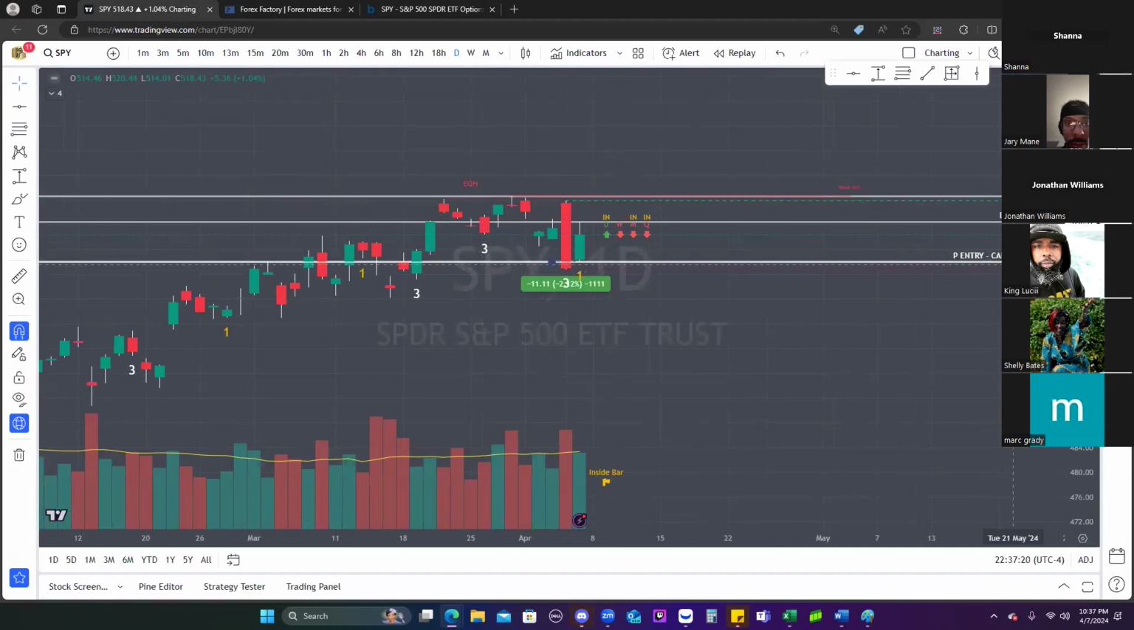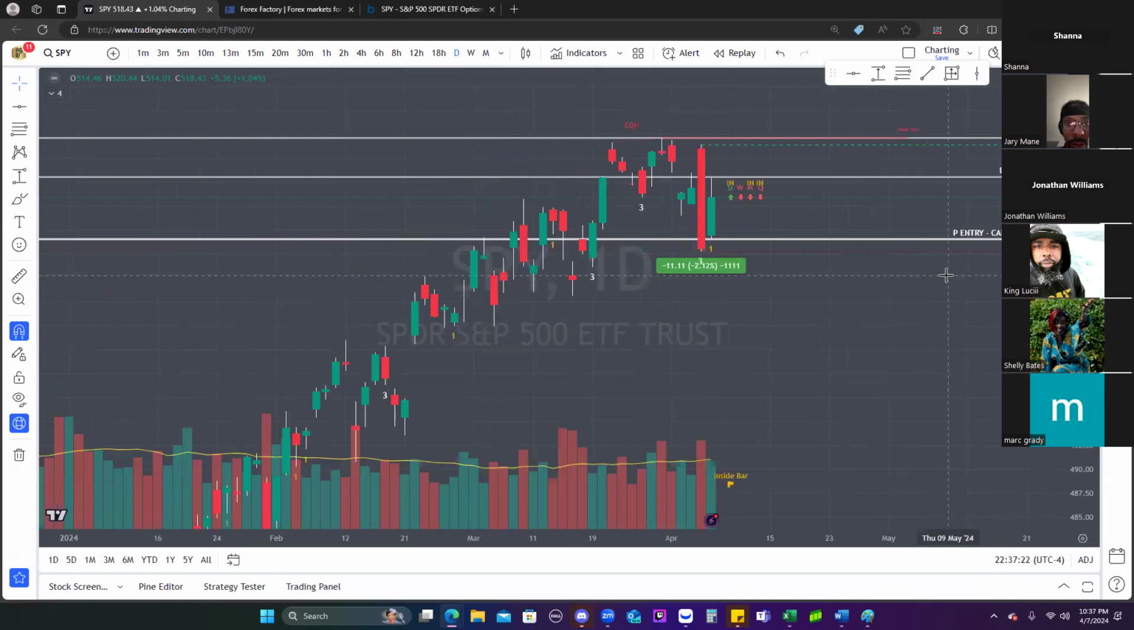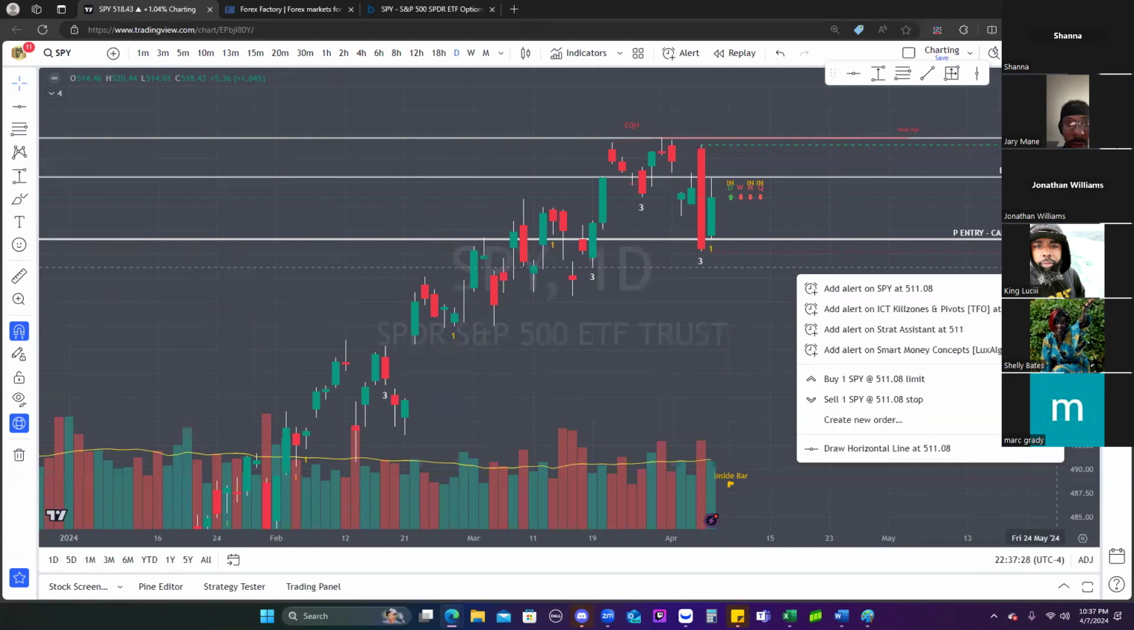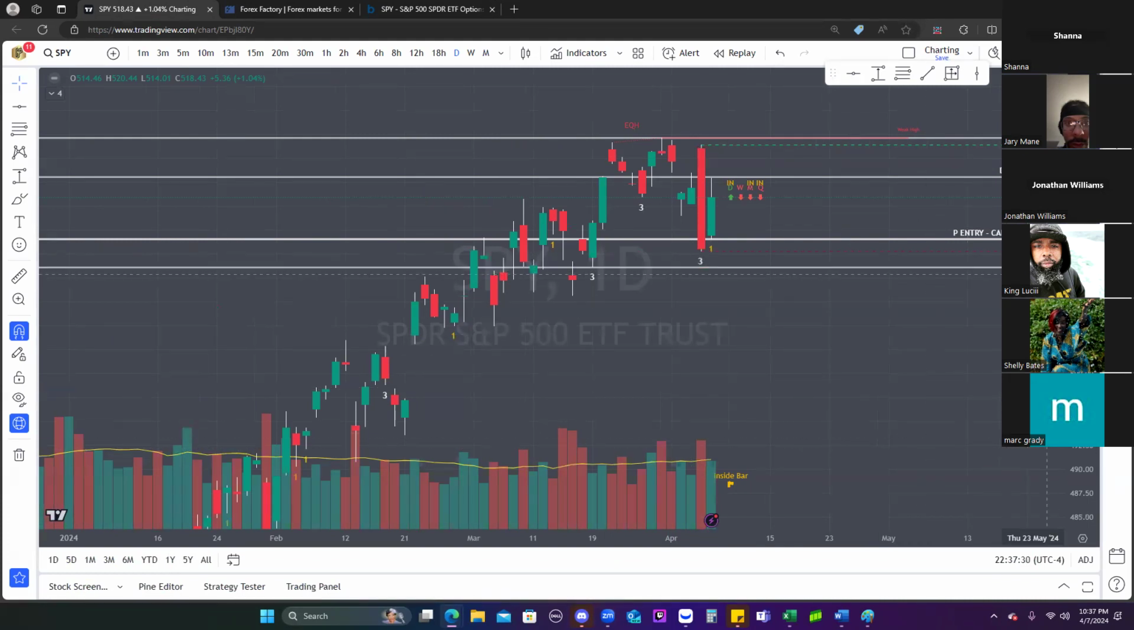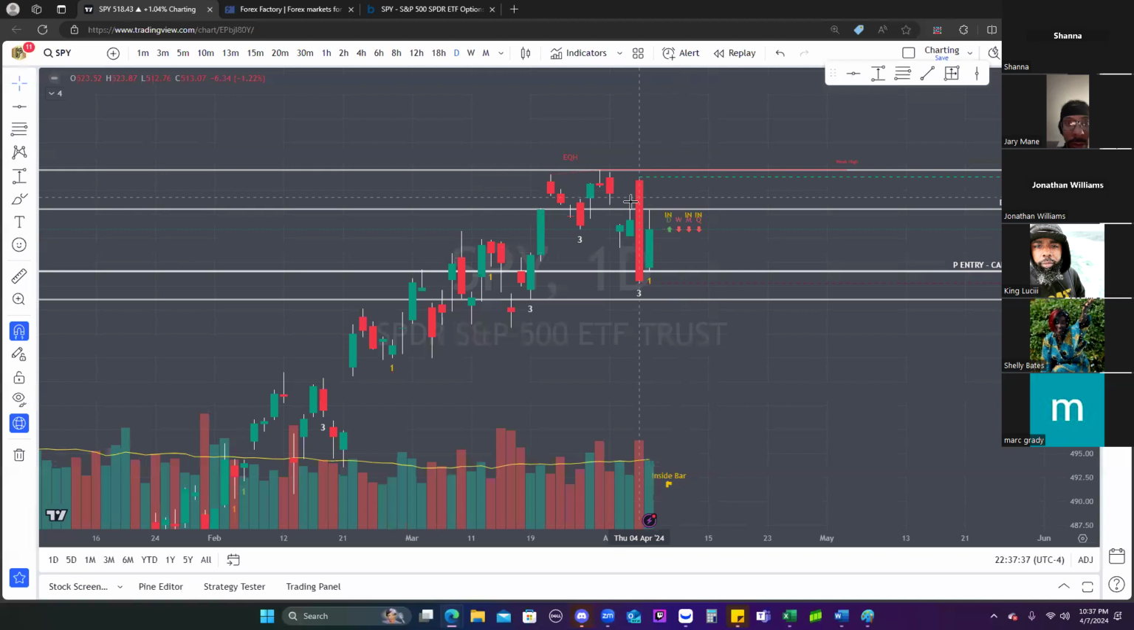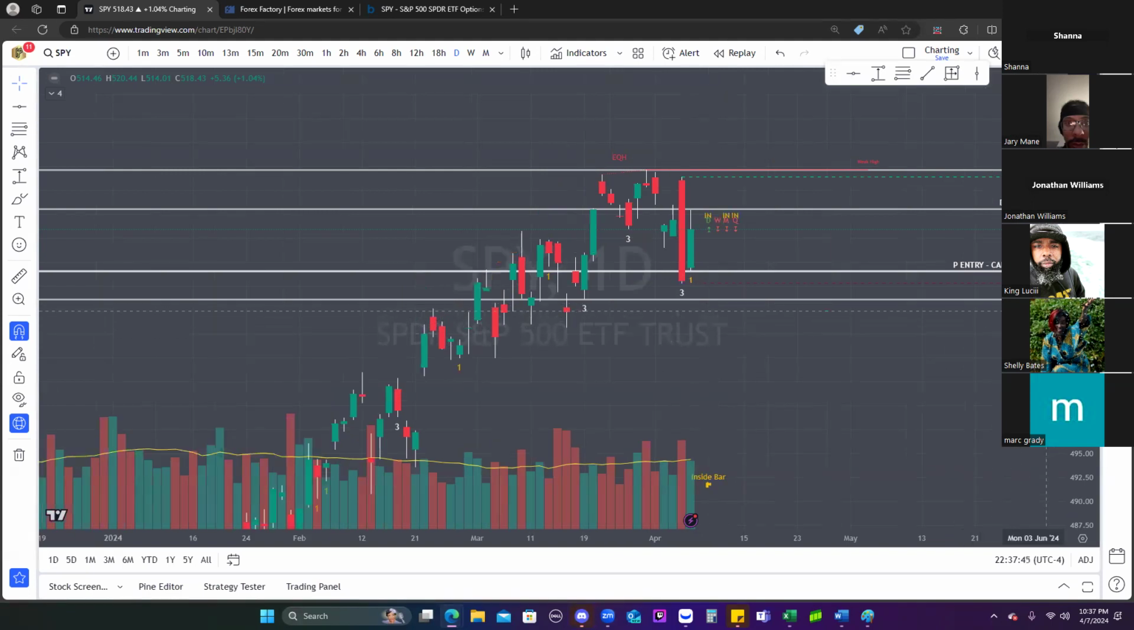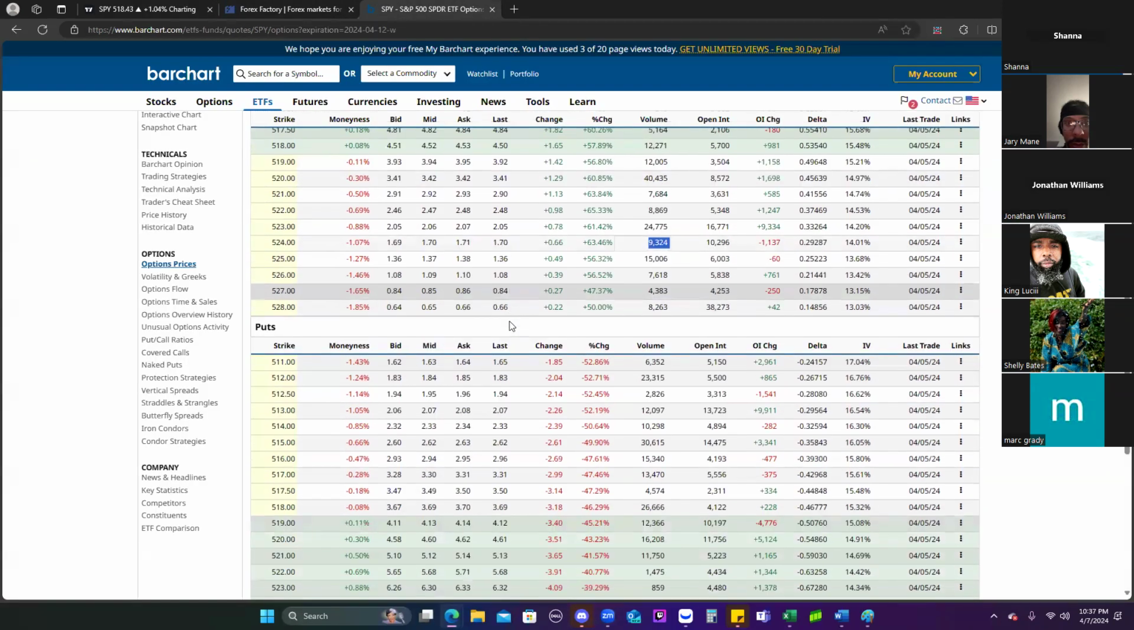But if we're looking for puts, the puts target, I would probably position right here at the bottom of the 3 and let that 5-10 range play, because you have to start thinking psych levels. So where we are now is in the middle. 525 psych level, round number. 510 common area for SPY. 508 is probably another good area for SPY if you want to go a little further out.